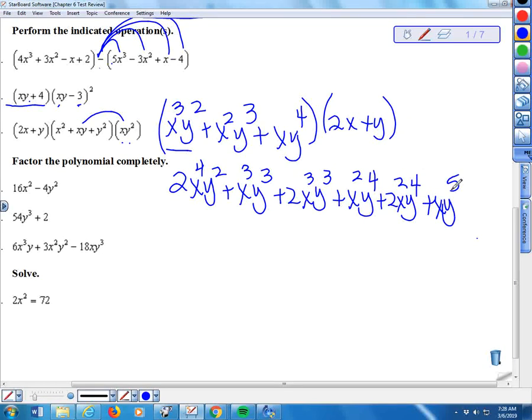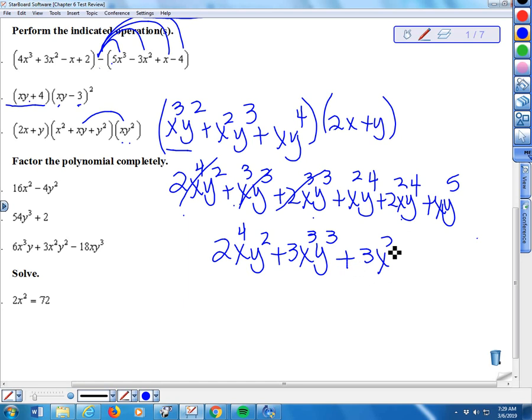So I'm going to look and see. I don't have any others with this as a term. I have an x cubed y cubed here and here, so that's 3x cubed y cubed. And then I have an x squared y to the 4th here and here, so that's 3x squared y to the 4th. And then I have an xy to the 5th. And that's it.